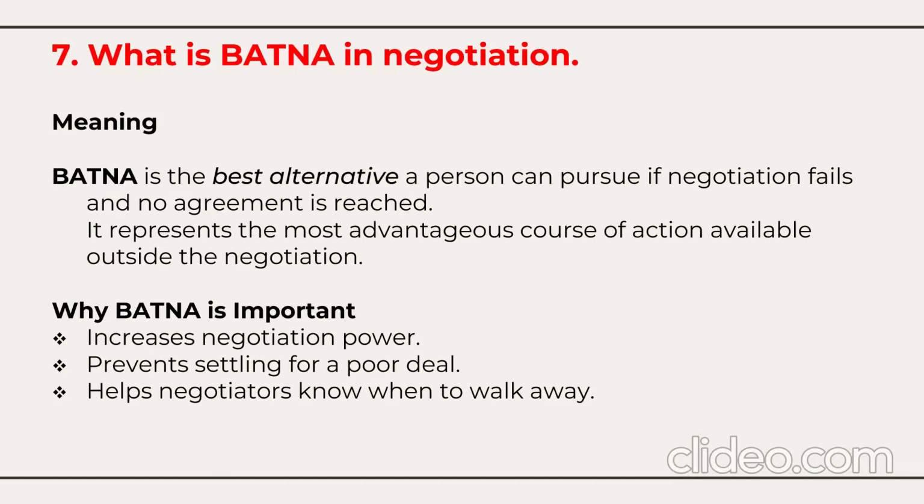What is BATNA? That's very important. BATNA is the best alternative a person can pursue if negotiation fails. Means to say, if negotiation does not happen, then BATNA is the fallback, right? So it represents the most advantageous course of action available outside the negotiation. And why is this BATNA important? Right? First, BATNA increases the negotiation power.